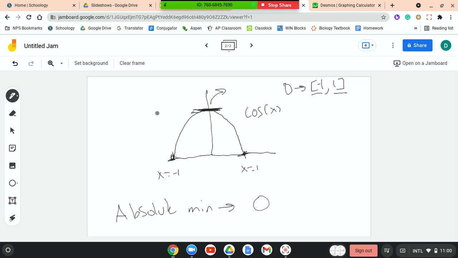Cool. So you wouldn't say x equals -1, x equals 1. If I ask you what is the absolute minimum value, you're asking what is the lowest height that this graph takes on, and that is 0. Yeah, okay. Cool.